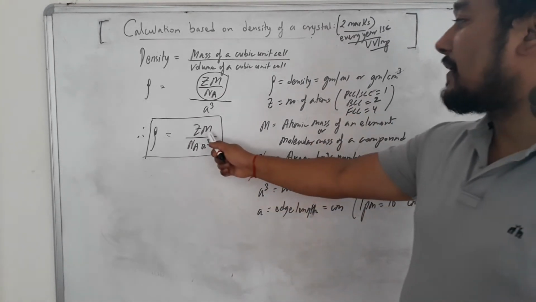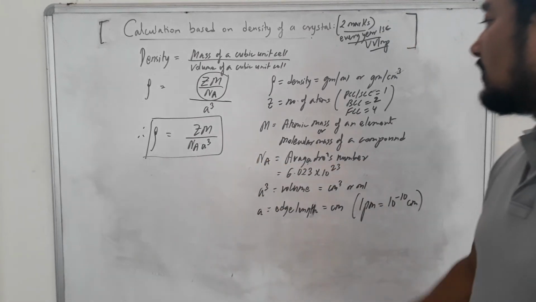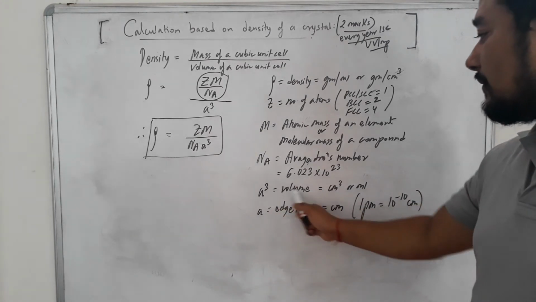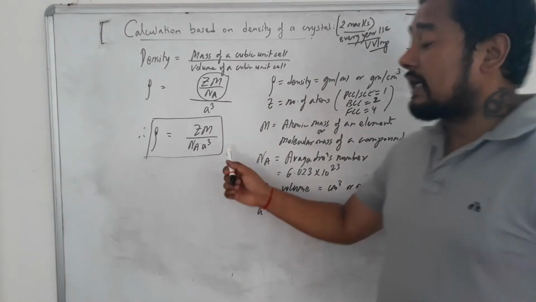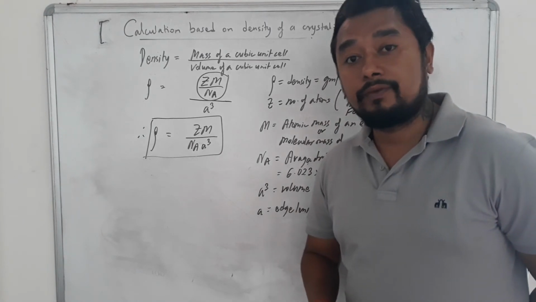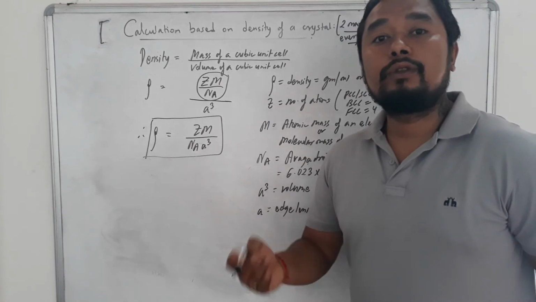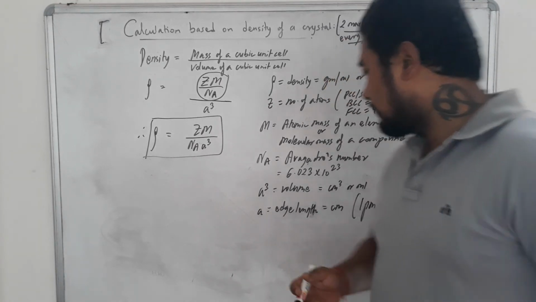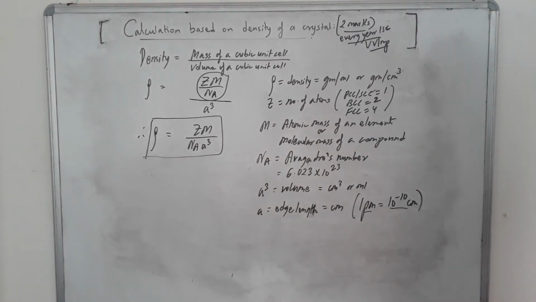And do remember M has two meanings. If the numerical problem is based on an element, it means atomic mass. If it is meant for a compound, it is molecular mass. Na means Avogadro number, a cube is volume, and a is the edge length. And do remember, you require a calculator for the numerical problems of this, because some of you don't know how to find the cube root. Those who do the CBSE board exam do rounding off to find the cube root. And do remember, 1 picometer is equal to 10 to the power minus 10 centimeter.